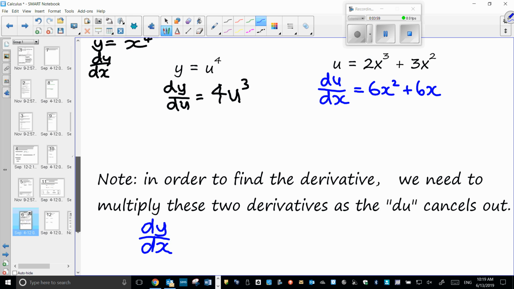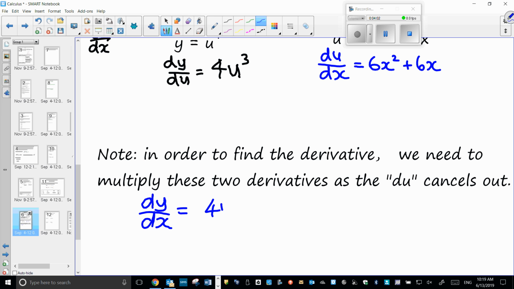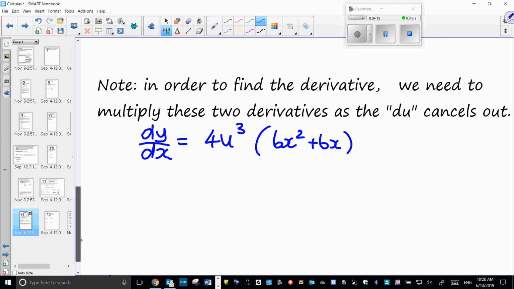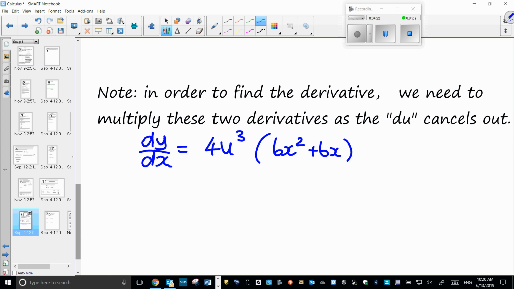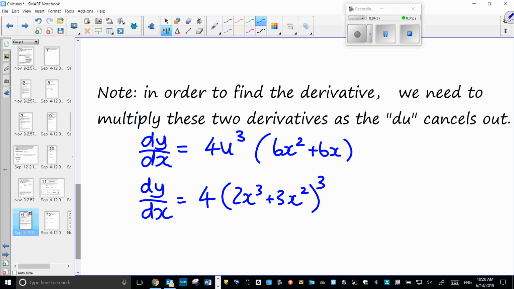So what I'm going to do is multiply these together. But I have an expression with a u in it still, so that's not going to be any good to me. I need to replace that with the original function. So dy dx, the final answer, is going to be 4 lots of 2x cubed plus 3x squared, cubed, multiplied by 6x squared plus 6x.